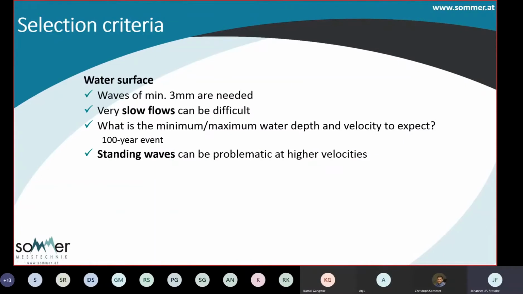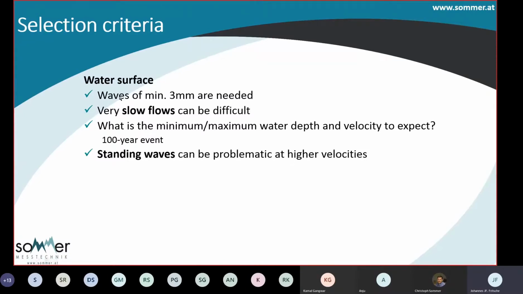Then the water surface. For the velocity sensor to measure any velocity on the surface, you need to have some waves, and at least you should have waves that are about 3 millimeters high. Higher waves are good, but at least you should have some ripples on the surface to measure any velocity.